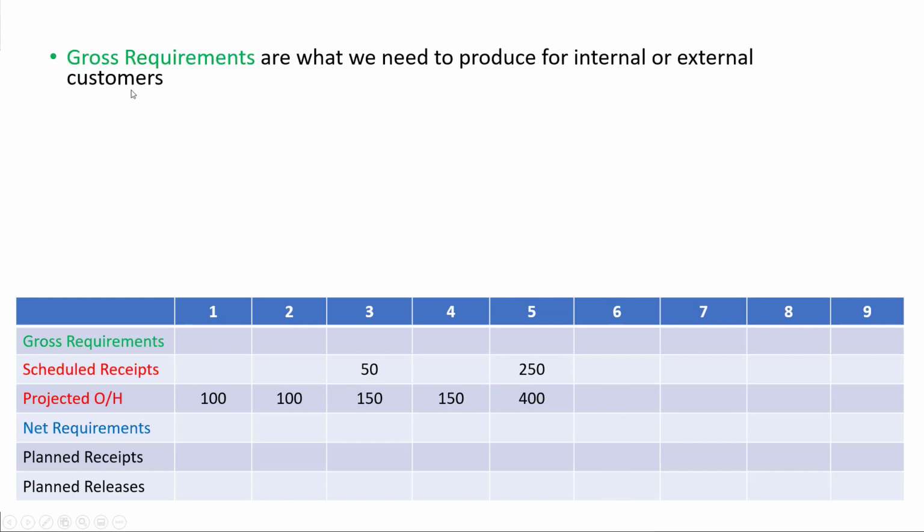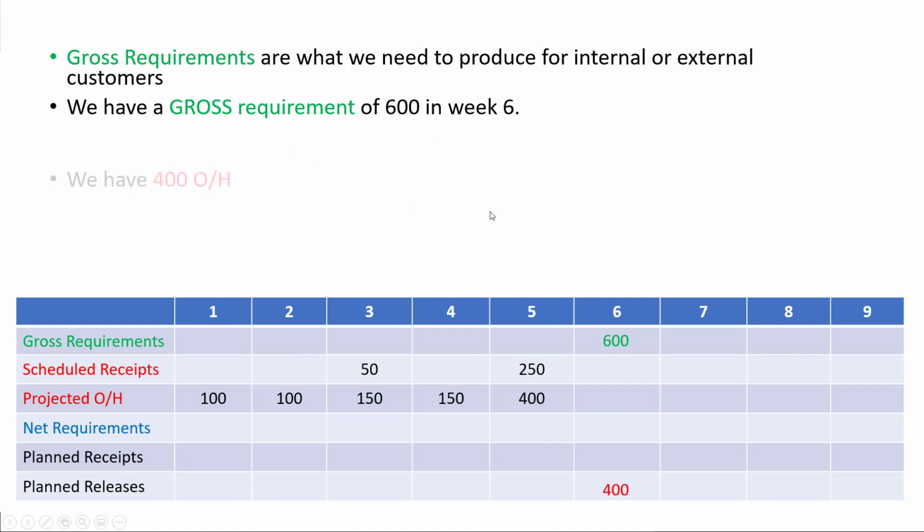Keep moving forward. Gross requirements are what we need to produce for internal or external customers. We have a gross requirement of 600 in week 6, and this will be given to you. So you won't have to calculate that. I will tell you what the gross requirement is. So we have that 400 on hand.